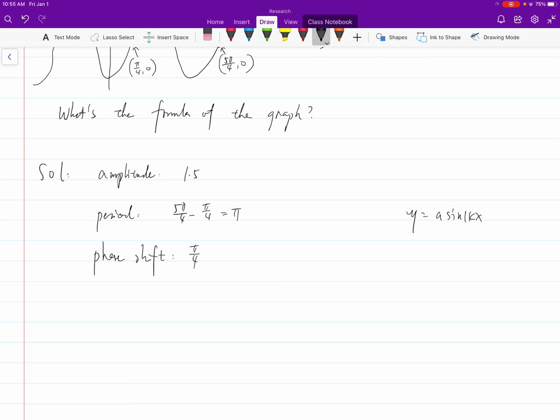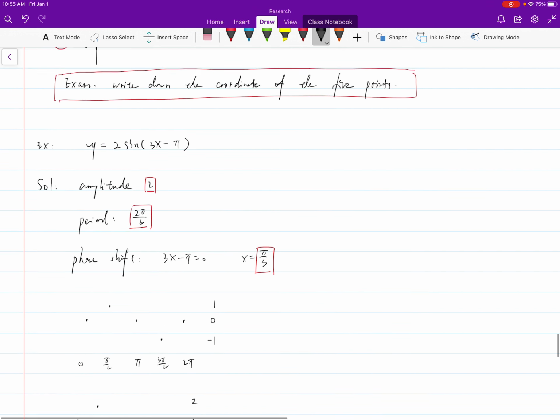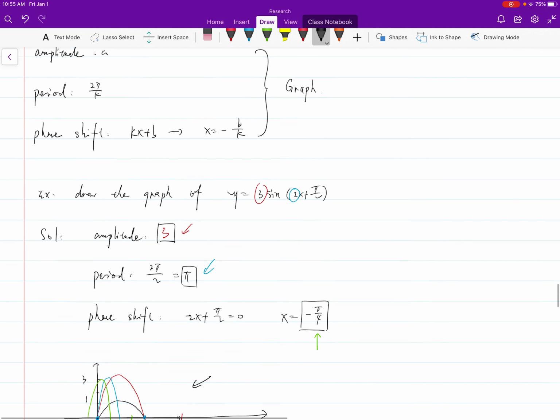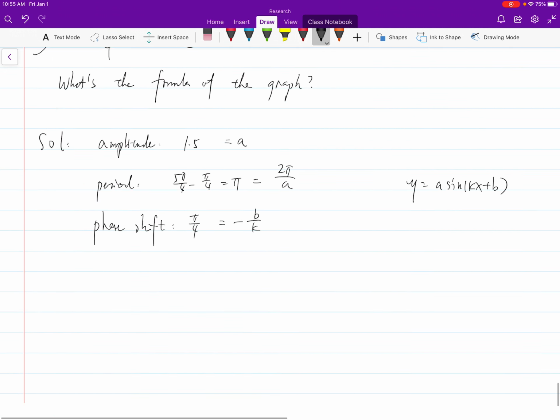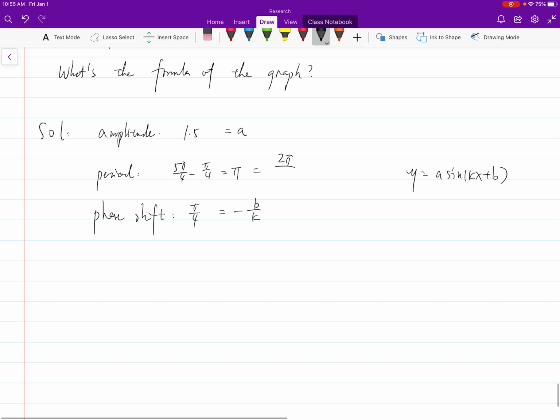Now in order to put it into the formula, which looks like this, right? Now remember, this one is a, if we know the formula, this one is going to be 2 pi over k, and this one is going to be negative b over k. So actually, to figure out the graph, we are trying to figure out a, k, and b. But by what you read here, you can actually go ahead and solve for a, k, and b.